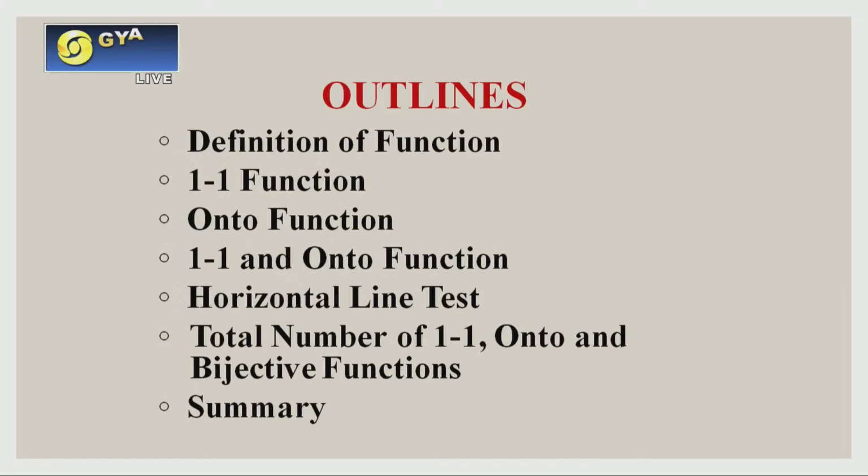The outline of today's session is: first we will discuss the definition of functions. We have already discussed the definition of functions in the second session, but we will give an overview of it. Then we will discuss types of functions: one-one functions, onto functions, and both one-one and onto. Then, if a graph of a function is given and we want to check whether the function is one-one or onto, we can use the horizontal line test. And finally we will discuss how we can find the total number of functions, one-one functions, onto functions, and both one-one and onto functions.